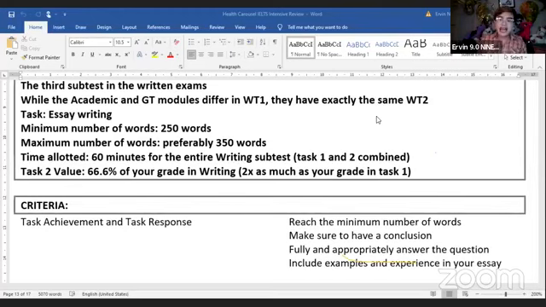Okay? Now, let us move on to number 4. And what is the fourth question that you need to ask yourself in the actual examination? Please write this down. Were you able to provide examples as part of your essay? Kindly write that down.